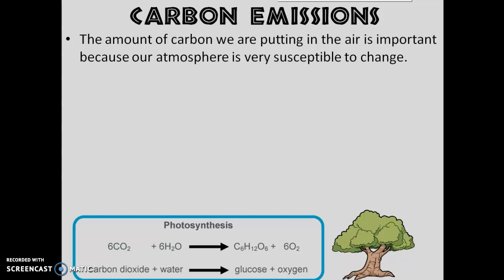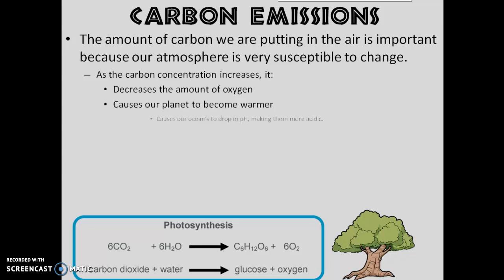The reason why we are concerned about how much carbon we're putting into the air is because our atmosphere is very susceptible to change. As we get more and more carbon, our atmosphere actually becomes almost weaker because of the carbon concentration. As carbon increases, it decreases the amount of oxygen, which we know is super important for us because we need it for our bodies to function properly. It causes our planet to become warmer. It can also cause problems with our marine life because it can cause oceans to drop in pH, making them more acidic, which is very detrimental.